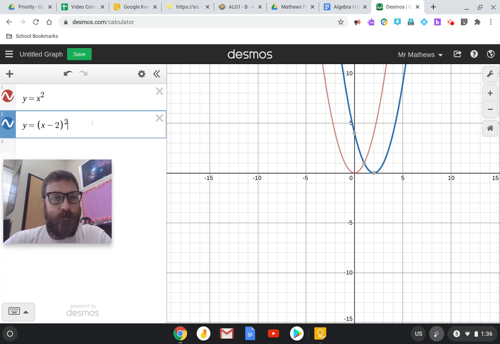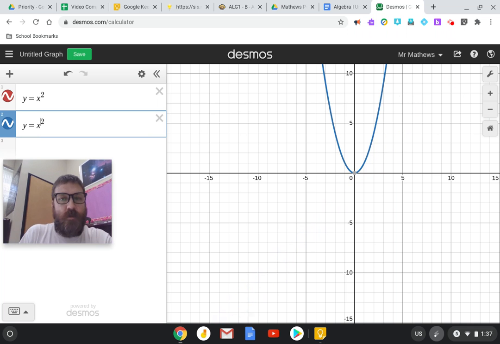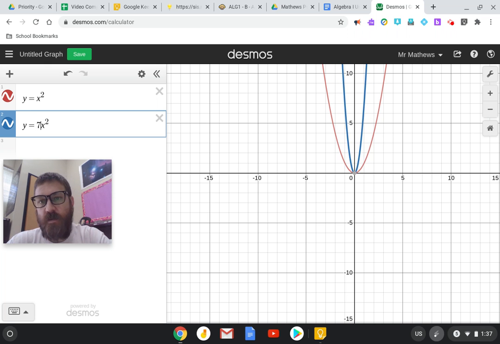And let's look at one more type of transformation. Let's go back to our x squared graph. Notice they're the same right now. And one other type of thing I could do is I could multiply by something. So what if I multiply by 3, or by 7, or by 23? And you'll see in each of those cases, whatever that number is, the graph is what I would call narrowing. So this graph in blue is more narrow than the original graph.